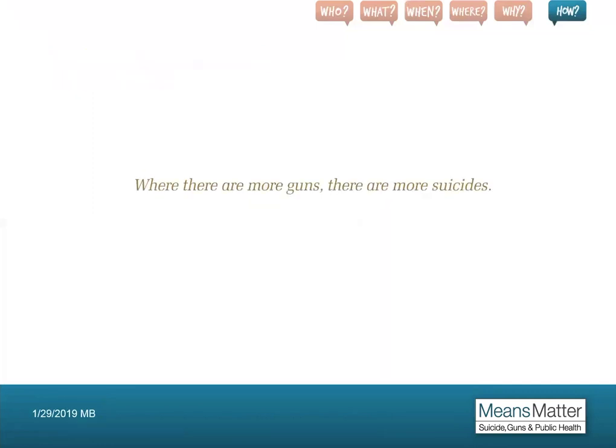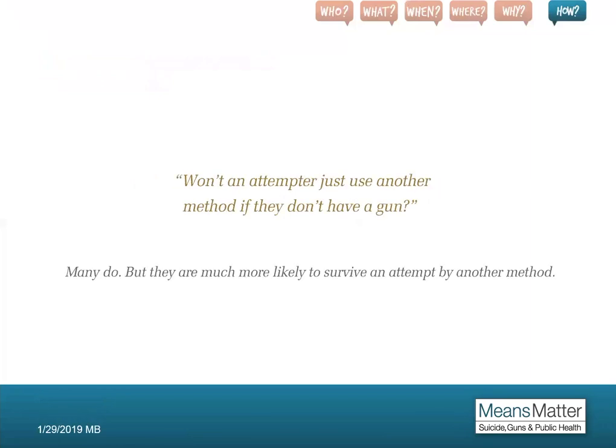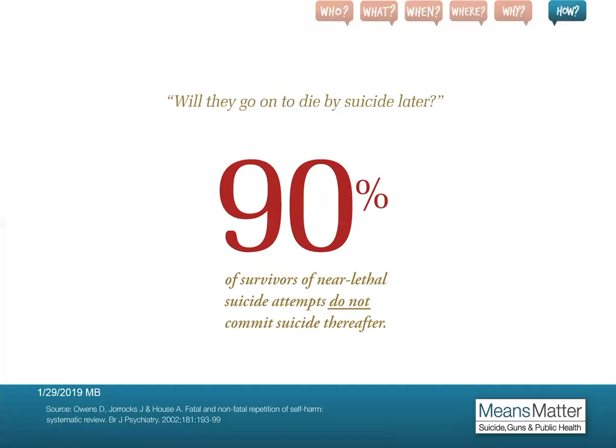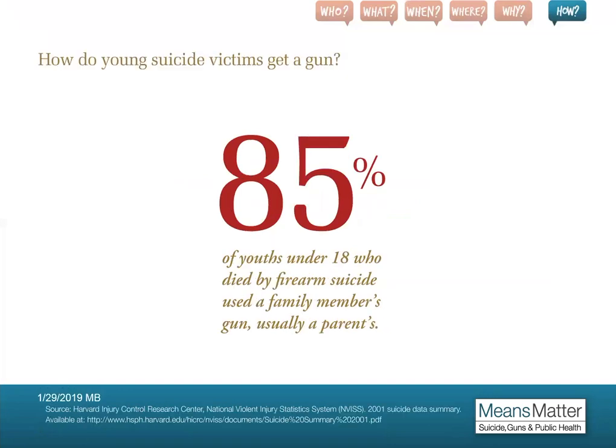Where there's more guns, there's more suicides. There's been tons of data on this. Another big study just came out recently showing this same thing. Again, this is the myth that we talked about. Won't an attempter just use another method if they don't have a gun? They might, but they're much more likely to survive by another method. 90% of survivors of suicide attempts do not commit suicide after, so I went over this before.